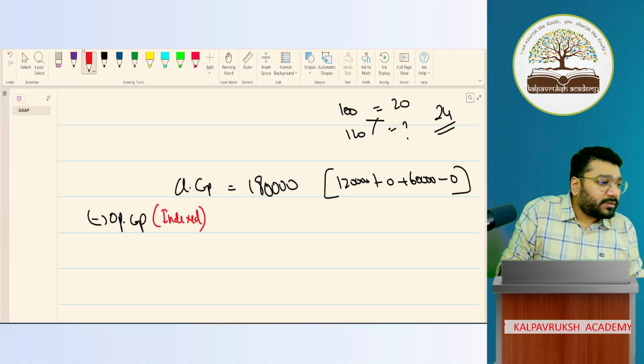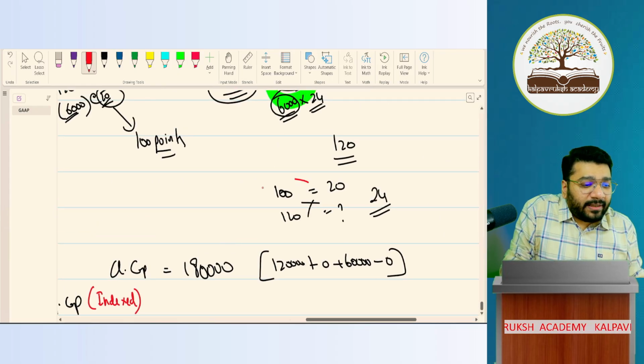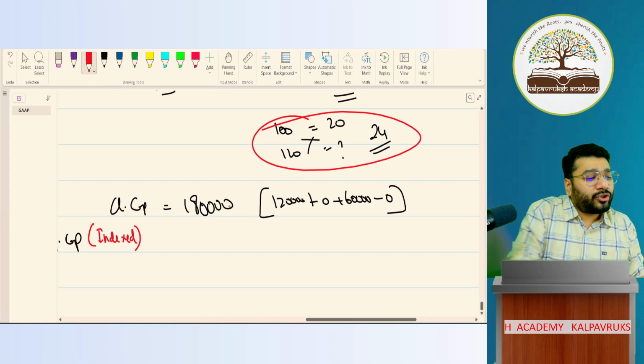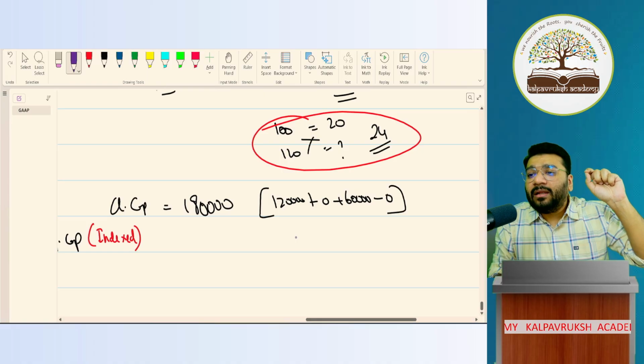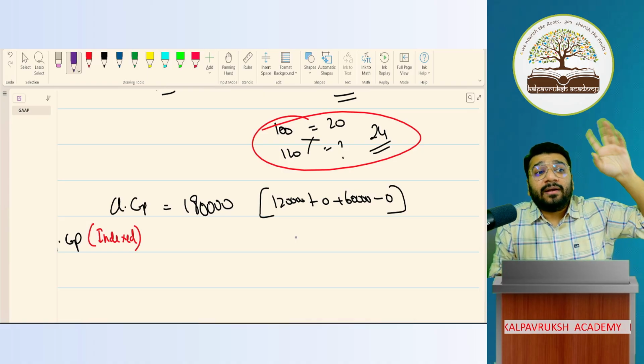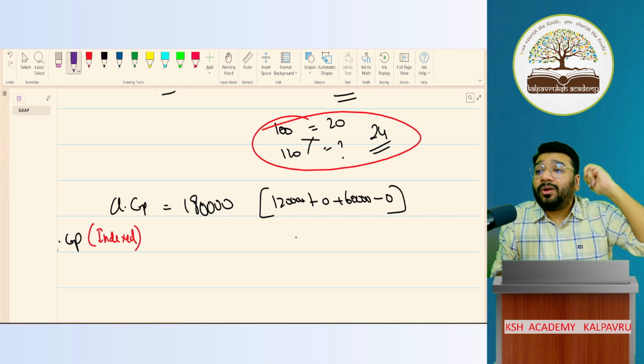So how do I do this? Either you can follow this method, what I said, this method can be followed. Or one more shortcut. Tell me one thing. What is the opening capital when the inflation index was 100 points? When the inflation index was 100 points, what was the opening capital?